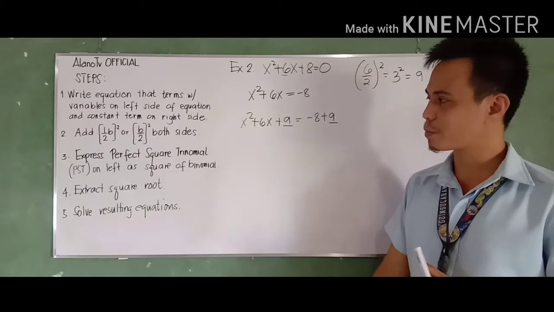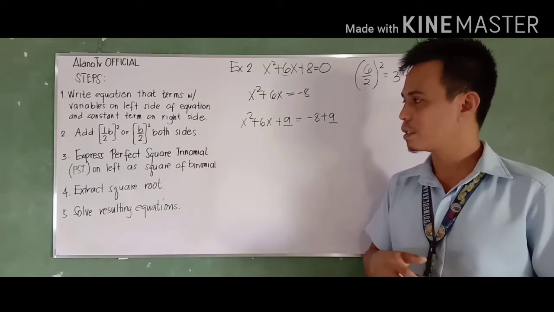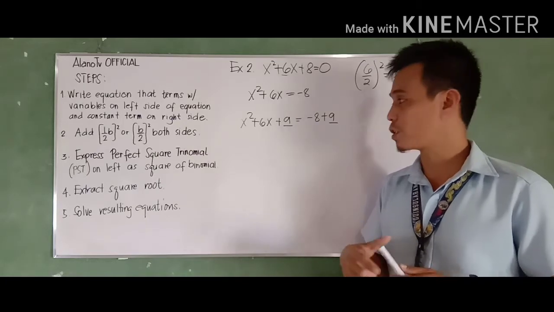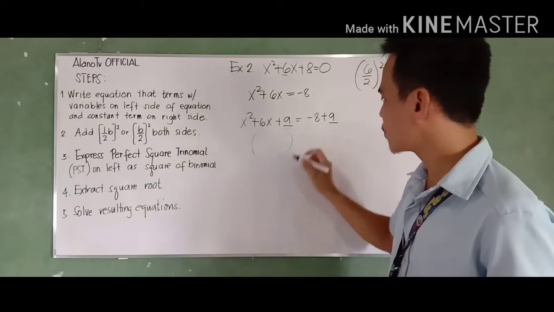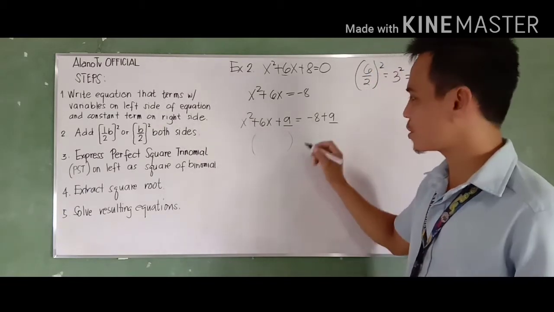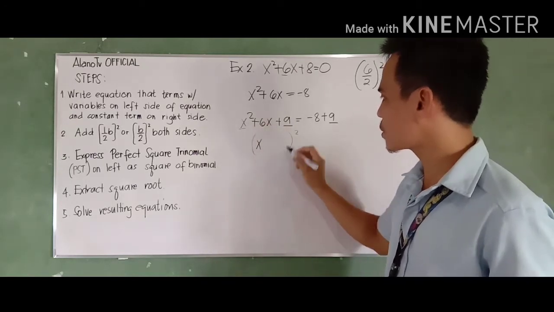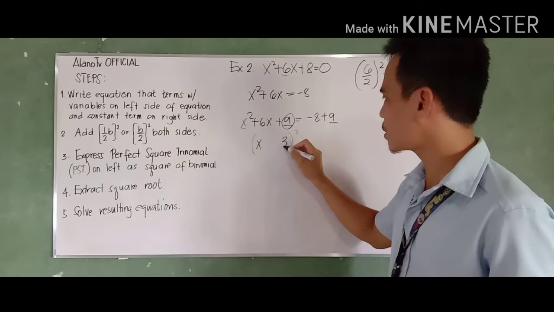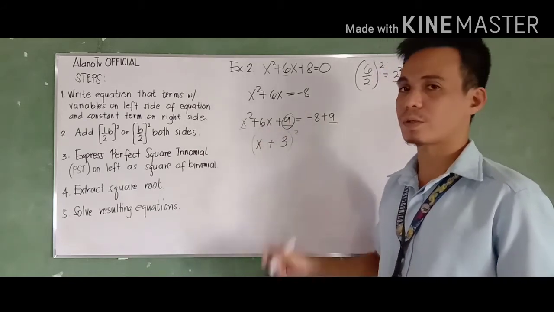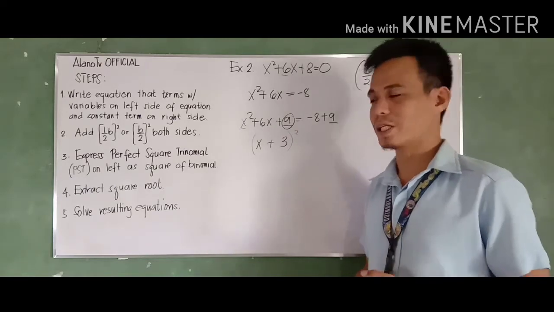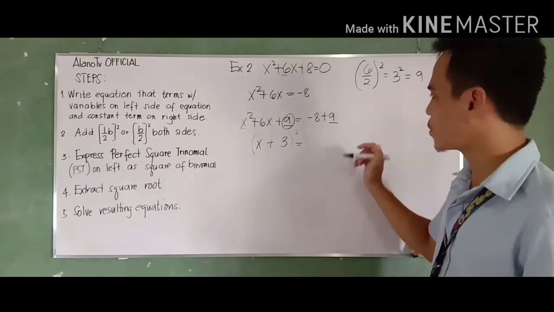Our next step is to express the perfect square trinomial, or PST, as a square of a binomial. So what we shall do is just put brackets or parentheses, open and close parentheses, and square. So the square root of your x squared is x and the square root of your 9 is 3. So your sign there is positive since our linear part is positive. Okay?